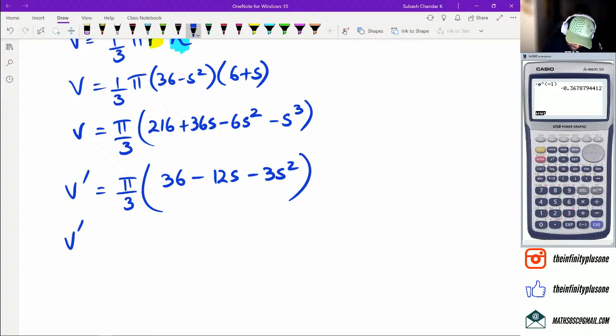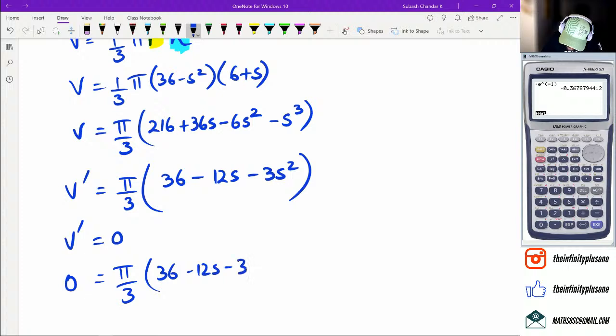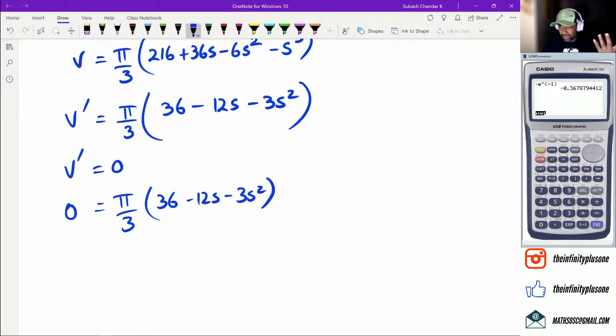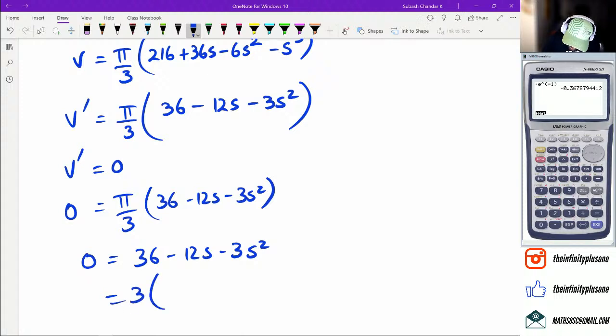So remember that the maximum happens when it equals 0, so I can put 0 equals pi over 3 times 36 minus 12s minus 3s squared, which means pi over 3 gets rid of it, so it's 0. So I've got 0 equals 36 minus 12s minus 3s squared. Take 3 as a common factor. I'm going to get 12 minus 4s minus s squared.